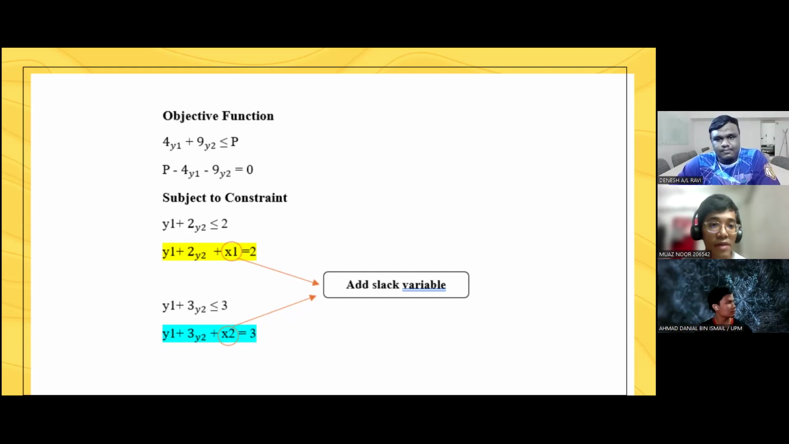So from the previous part, we have the objective function and subject to constraint, which is two equations. So we convert the inequalities form to equal, and then we add slack variables, which are s1 and s2, to both equations.